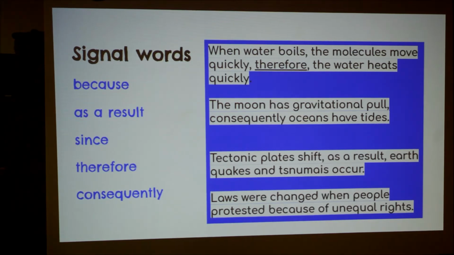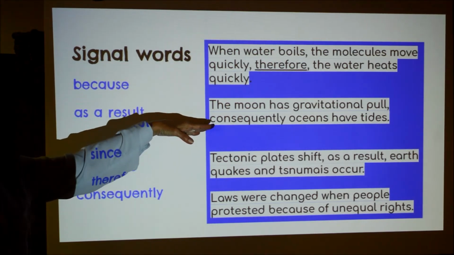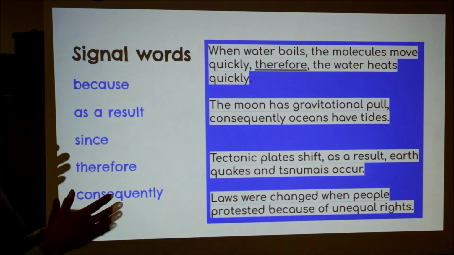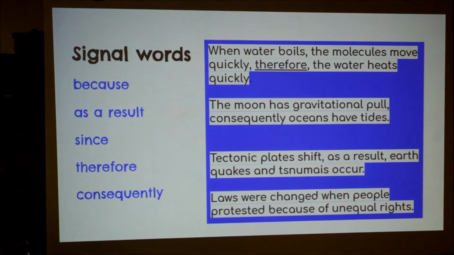The moon has a gravitational pull. Consequently, oceans have tides. So what the writer's telling us here is, because of the moon's gravitational pull, the ocean waves have tides to them. There's high tide and there's low tide. There's the cause and the effect.